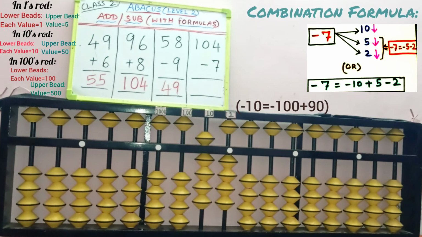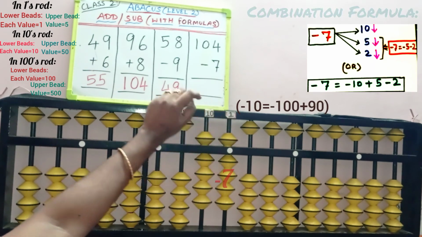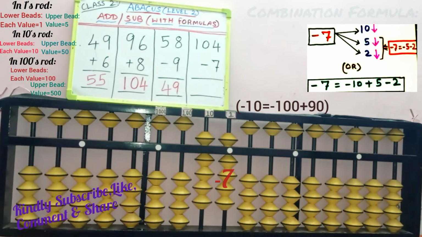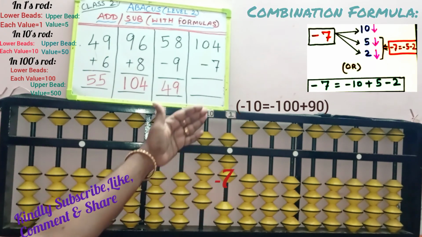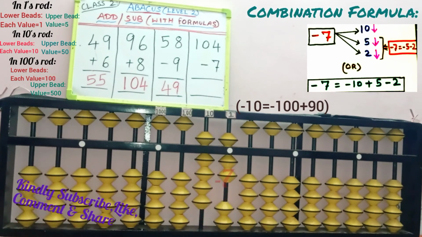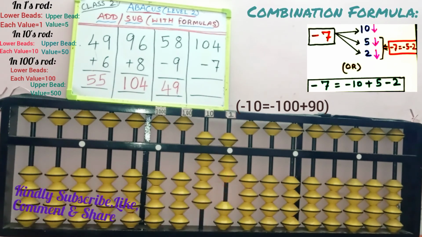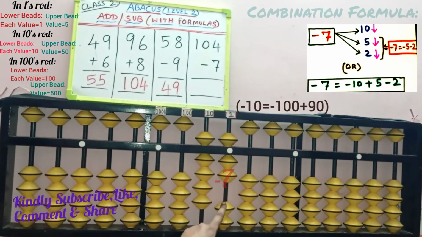Next, we have to do 5 downward. That is in 1 start, 5 bits down direction. It means plus 5 completed. 5 plus 2 equal to 7, right? So, move the 2 bits in down direction. So, 10 downward, 5 downward, 2 downward. Hence, 7 is subtracted from 1 start with the help of combination formula. Minus 10 plus 5 minus 2, right?